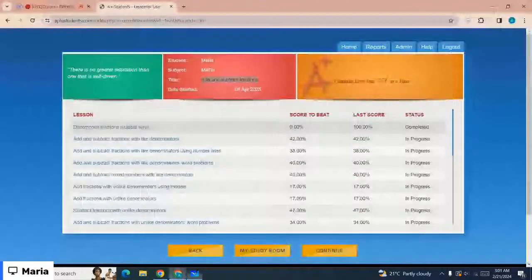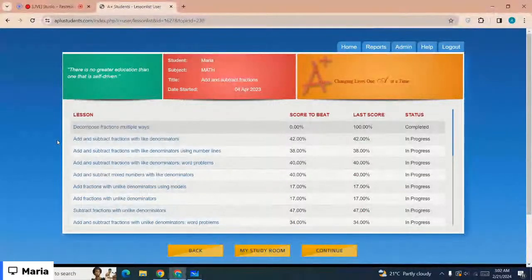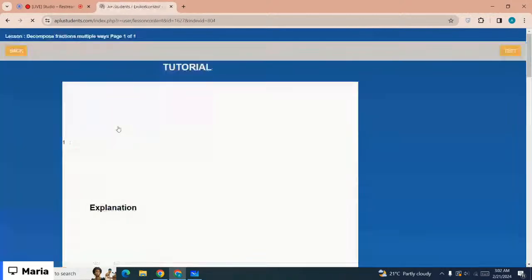So here I'm on grade 5 math. The chapter we're going to start with is add and subtract fractions. Let's just start with the first lesson, that is decompose fractions multiple ways. Let's just start with the lesson. Please make sure you have your notebook and pencil, right?